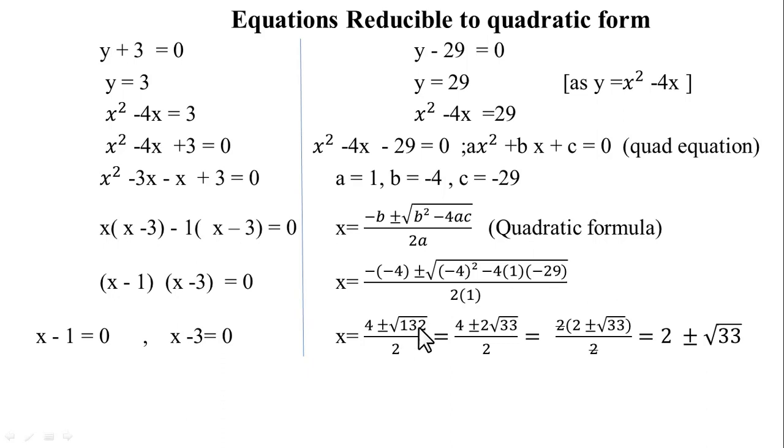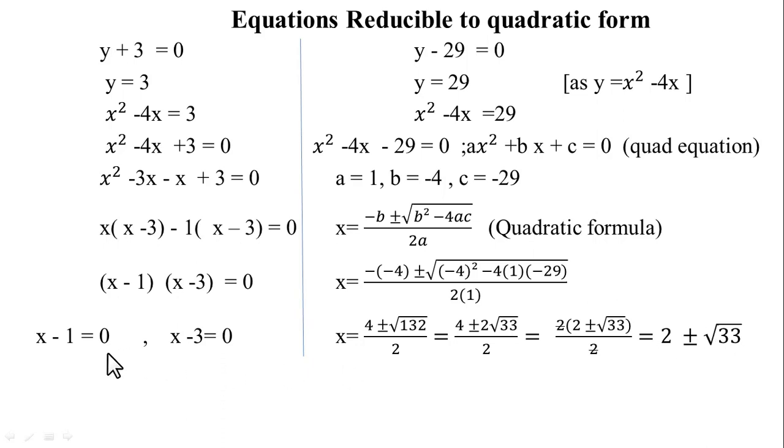After solving this equation, 132 divided by 2. So 132 is written in the form of 4 multiplied by 33. Square root of 4 is 2. So x is equal to 4 plus minus 2 into square root of 33, divided by 2. Taking common 2, then 2 into 2 plus minus square root of 33, divided by 2. 2 cancels out by 2. Then the value of x is equal to 2 plus minus square root of 33.